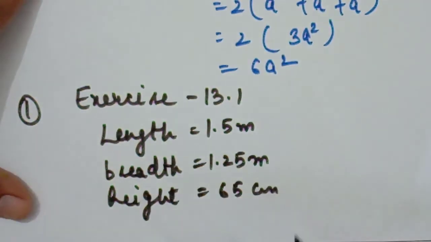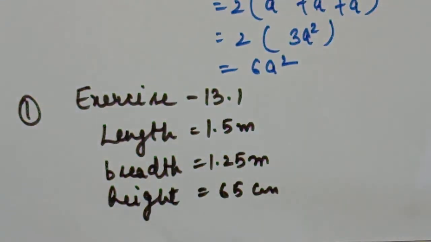65 centimeter, correct. It is to be open at the top. It means it does not have any roof. Only 5 rectangular faces, the 6th is not present. Ignoring the thickness of the plastic sheet, determine first part: the area of the sheet required for making the box. It means we have to find the total surface area. But always try to understand what he wants to say. He has already said open at the top, so remember, we have to find the area of 5 rectangular faces only.